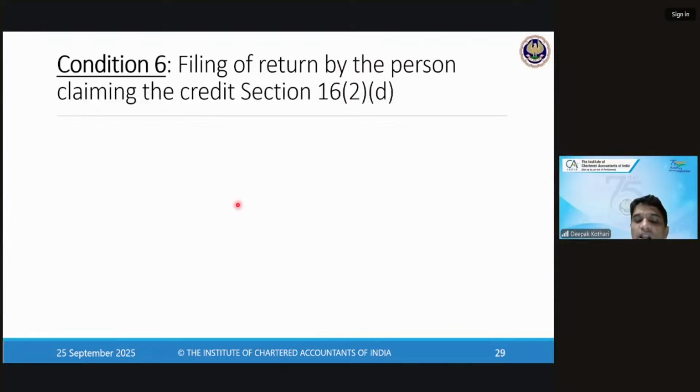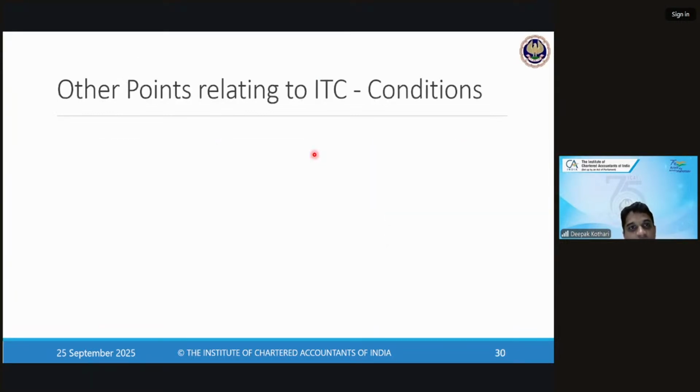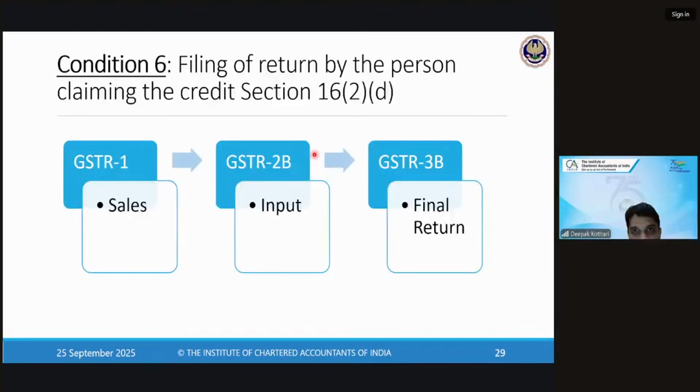Okay. Now let's go to the last condition. The sixth condition is filing of return by the person who is claiming the credit, which is given in section 16(2)(d), which says that you have to file the return to claim the credit. The other conditions are satisfied, that's good, but to claim the credit, you have to file the return. Which return? GSTR 3B. The supplier will file GSTR 1 and mention his sale. It will come in your GSTR 2B, and you will file the GSTR 3B return.